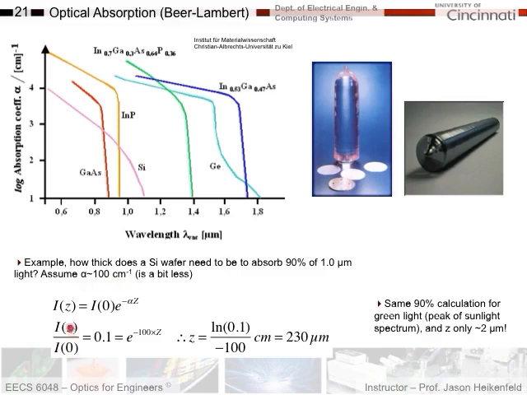I'll calculate that, again, I want to get to 90% absorbed, so 10% left is equal to e to the minus, I put in 100 for alpha, z. I'll solve for z, and I'll find that it has to be 230 microns thick to absorb 90% of the light. Do the same calculation for the peak of sunlight, green, where the absorption coefficient is increasing substantially as we go towards green light, which is right here. Then you find it only has to be 2 microns because the absorption coefficient is that much higher. Just 2 microns to absorb that same 90%.